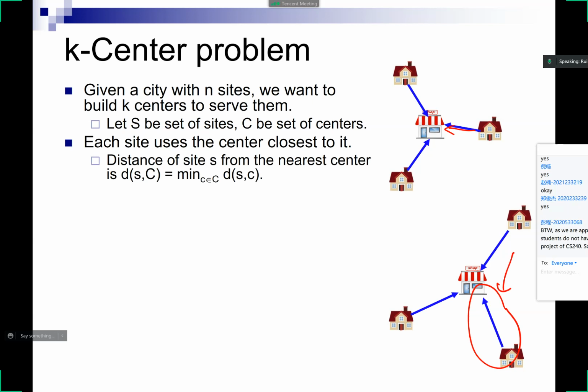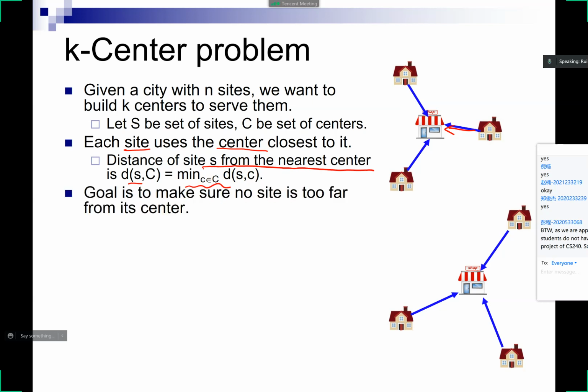A bit more formally, we can say something like this. First of all, we're going to call these houses sites, and the stores we're going to call centers. We're going to assume that every site is mapped to its nearest center. So if you have a site S and a set of centers C, then the distance of the site from all of the centers is found by looking through all the centers and finding which one is closest to S. That's the distance of S from these centers.